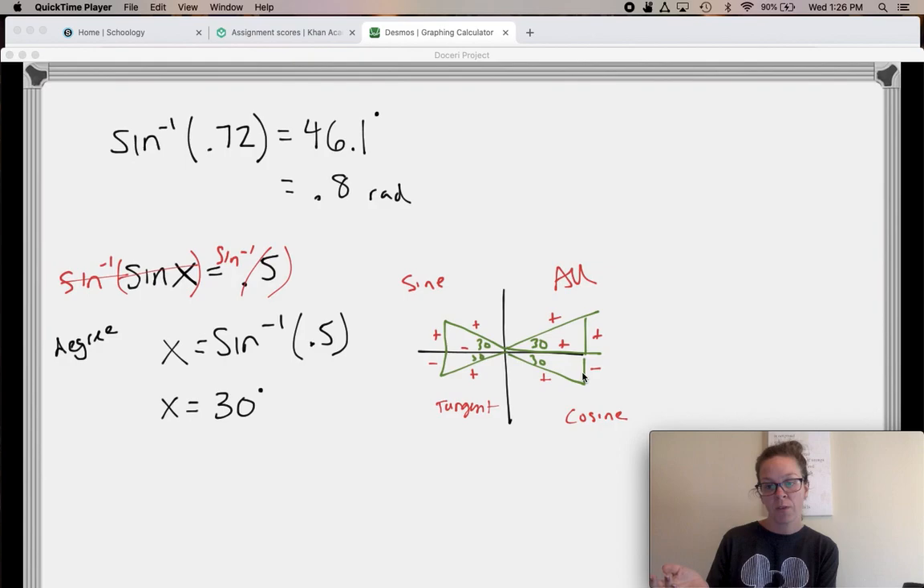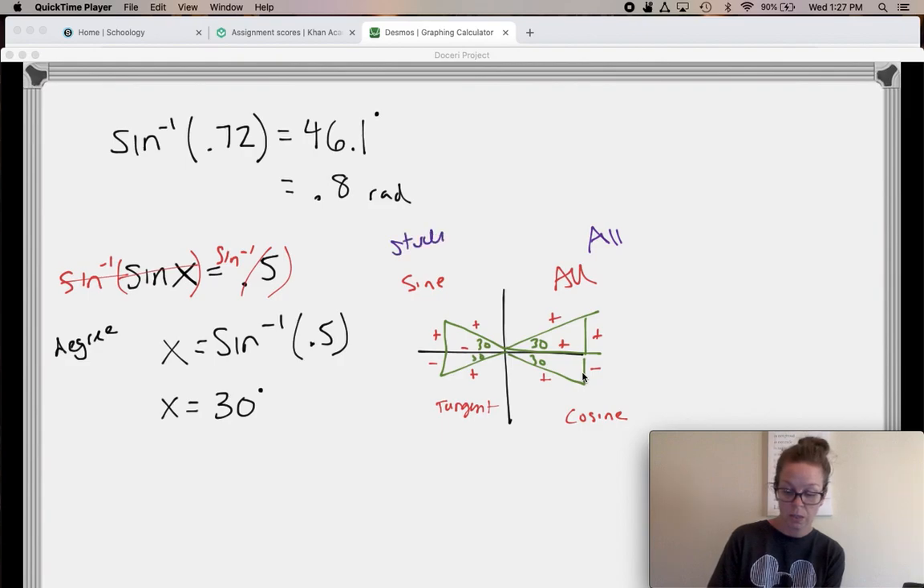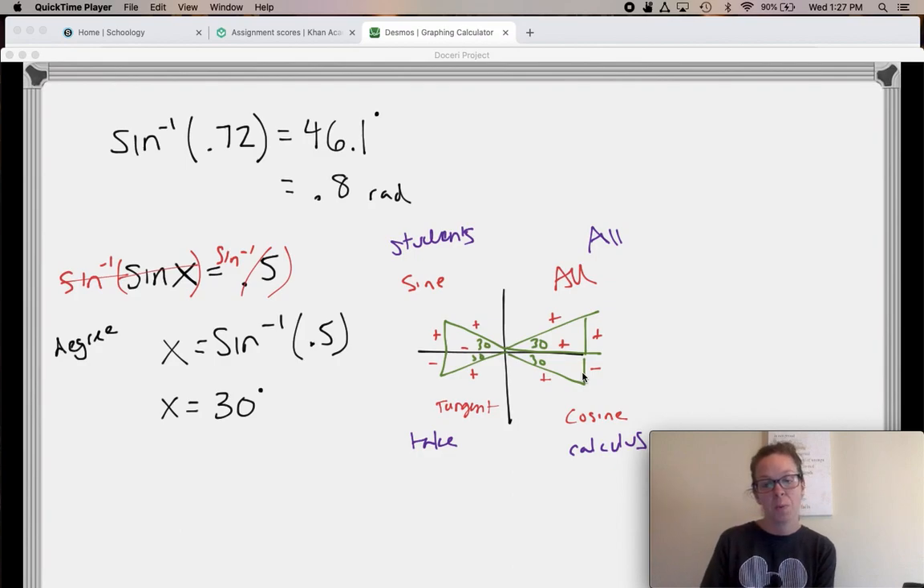Now, it's been a memory trick for years, which I actually don't like at all, but it is what it is. This is what many teachers use to help students remember this pattern. They say all, all students take calculus. Well, it works, ASTC, so it works to maybe help remember those letters, but it's not true. All students don't take calculus.